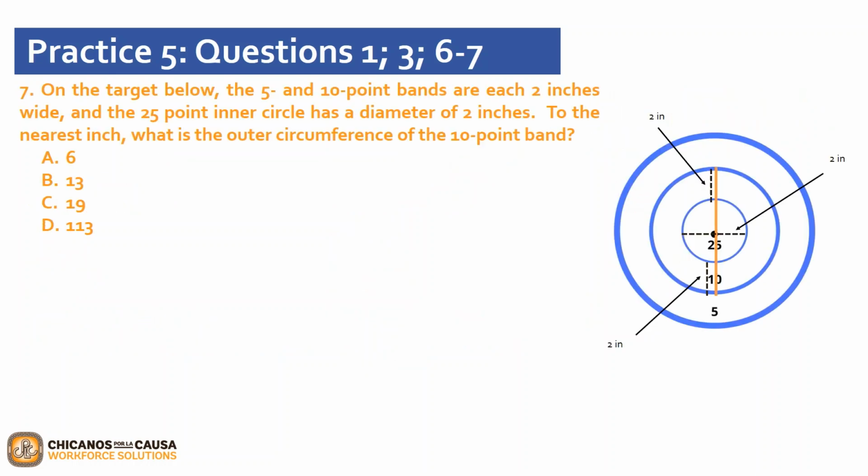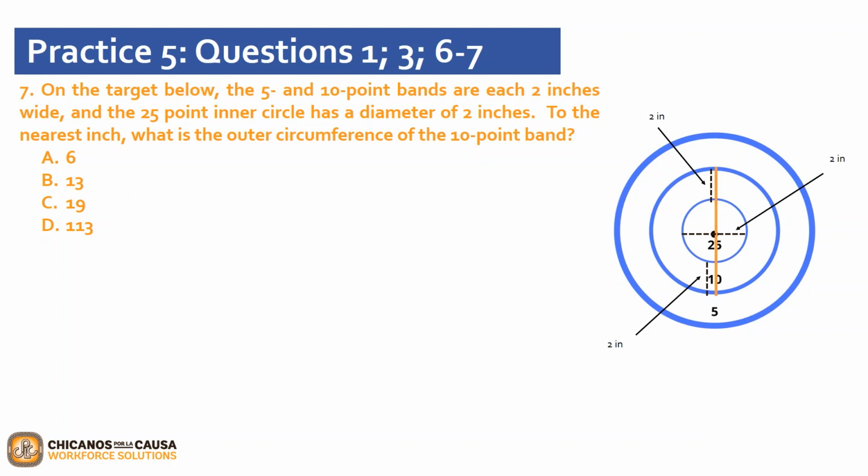Let's move on to question 7. For question 7, we're also going to choose the best answer. Question 7 reads, on the target below, or to the side, the 5 and 10-point bands are each 2 inches wide, and the 25-point inner circle has a diameter of 2 inches. To the nearest inch, what is the outer circumference of the 10-point band? So we're trying to find the distance around the second circle, the 10-point band.